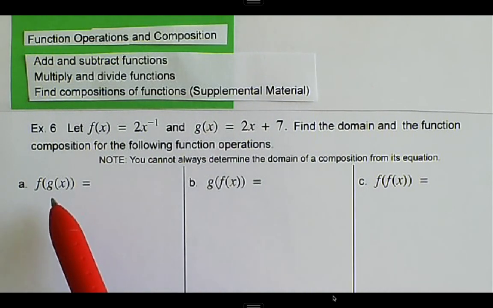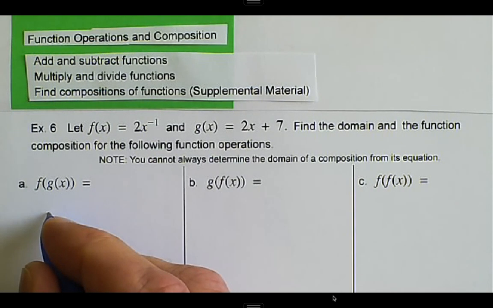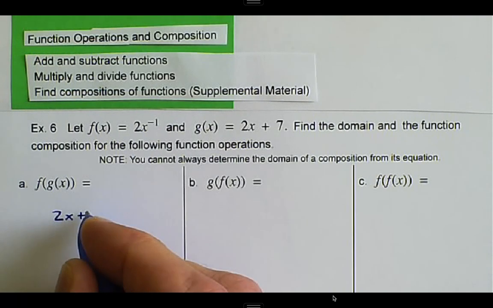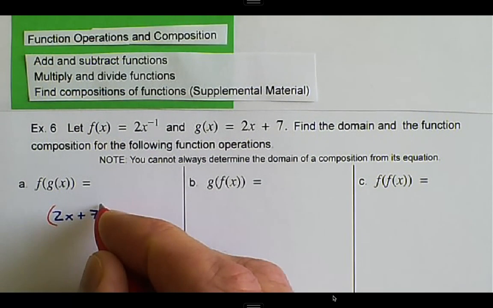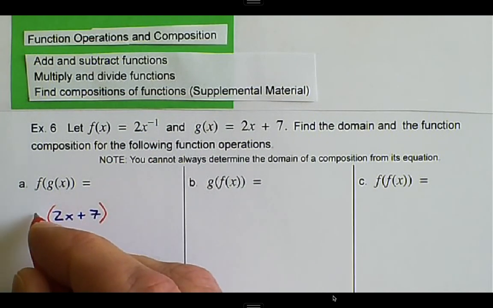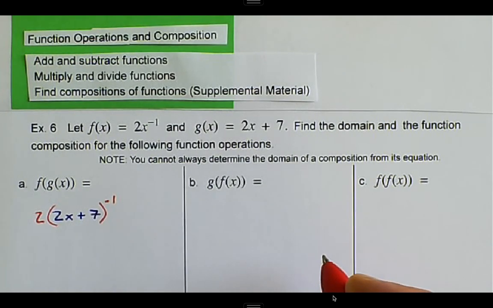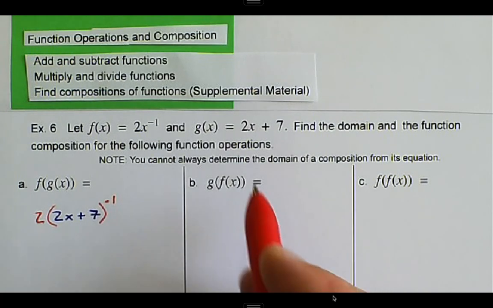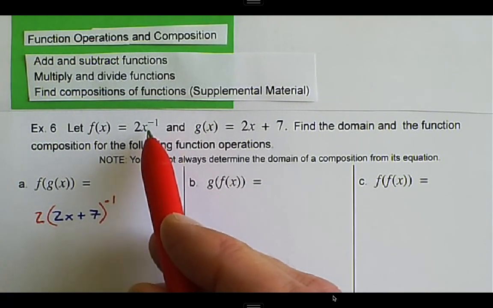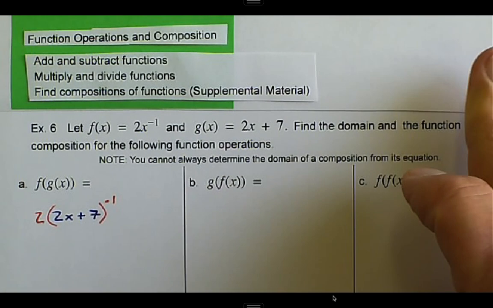So we have the function g, and we're going to substitute it into the function f. So the function g here is going to be 2x plus 7. And we're going to take the function f, which in this case is 2, and this is raised to the negative 1. So right away, our function is 2x to the negative 1. So we can write that down.